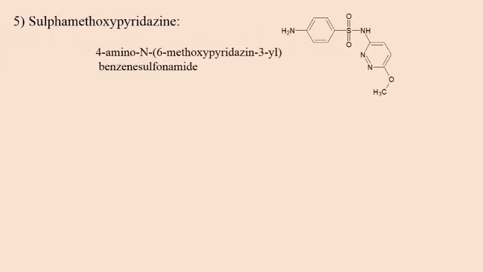Now, only one substitution at the N1 nitrogen, that of 6-methoxypyridazine. This is the pyridazine ring. The 2 nitrogens are placed at the ortho position of the 6-membered ring. So the IUPAC name will be 4-amino N1 in bracket, or N in bracket, 6-methoxypyridazin-3-yl, 1, 2, 3, 3-yl bracket close benzene sulfonamide.